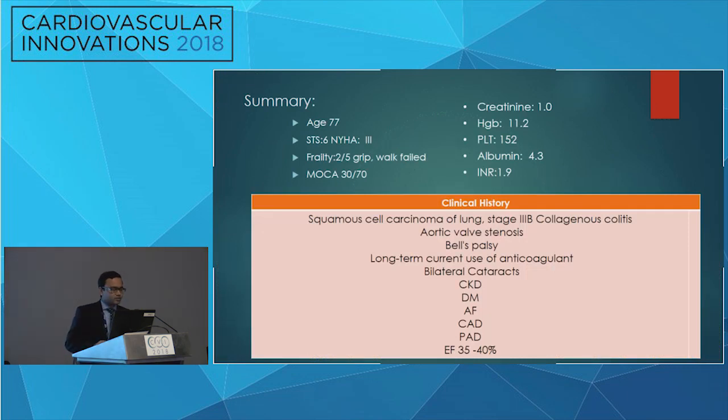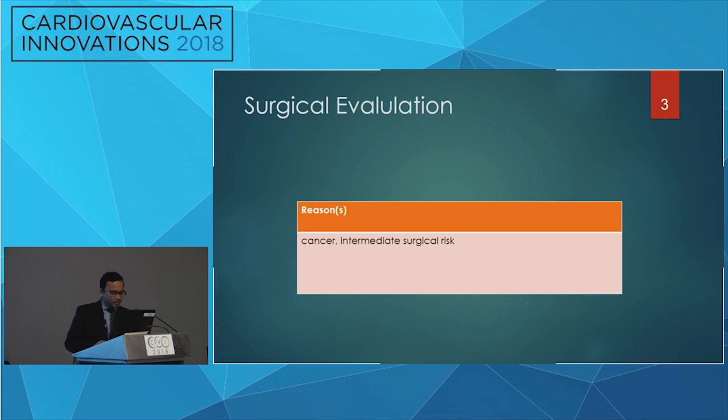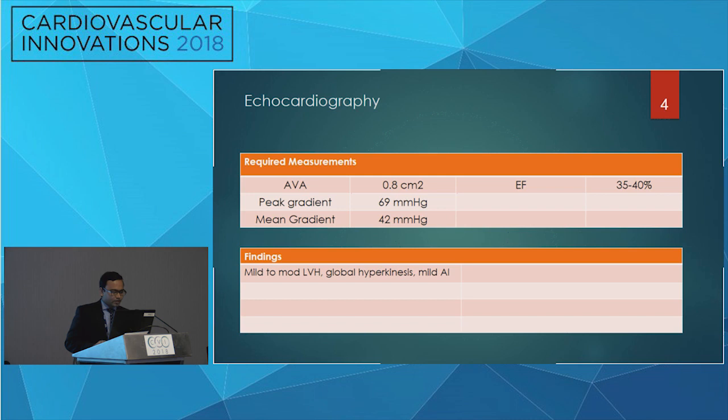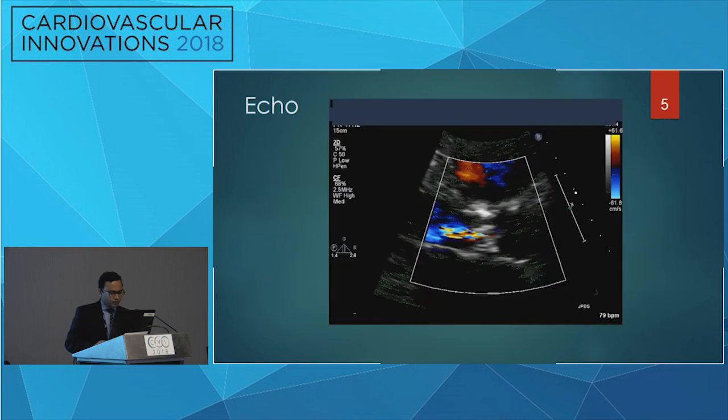This is a 77-year-old patient with NYHA class 3, and I'm giving all the frailty scores and MoCA scores here for you. She had normal creatinine. Her clinical history is significant for CKD, diabetes, AF on anticoagulation, PAD, and coronary disease, with an EF of 35-40%. She was deemed to be an intermediate surgical risk from the STS score calculation. These are the echo findings. Her valve area was 0.8, peak gradient almost 69 with a mean gradient of 42. She did have mild AI, which appears a little more when you look at the images.